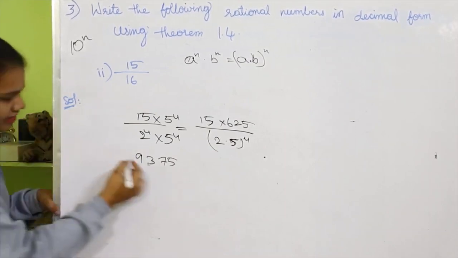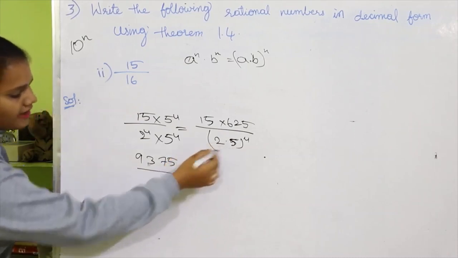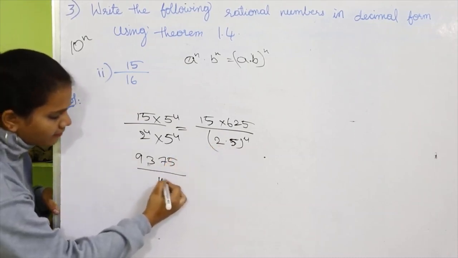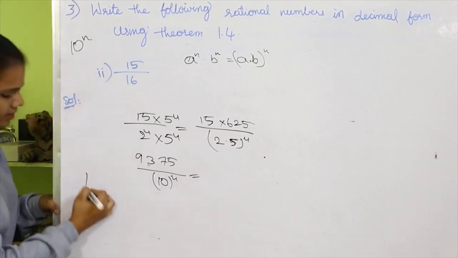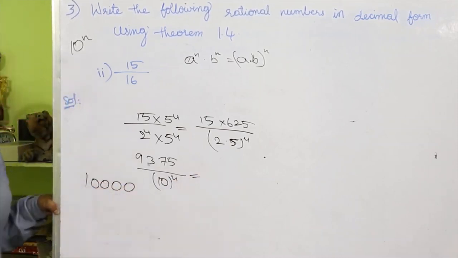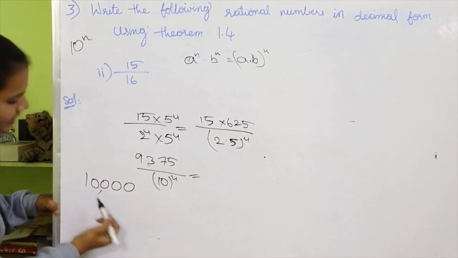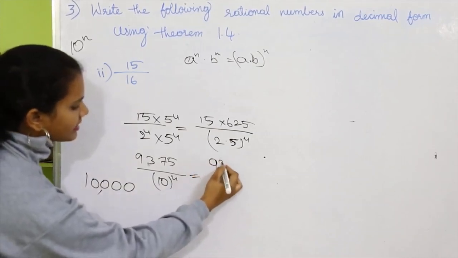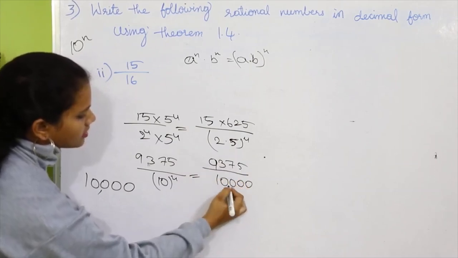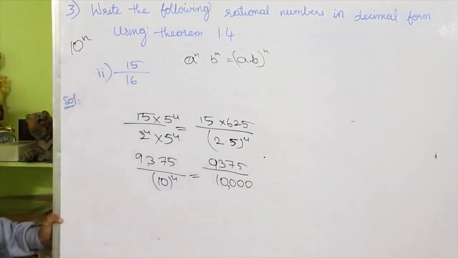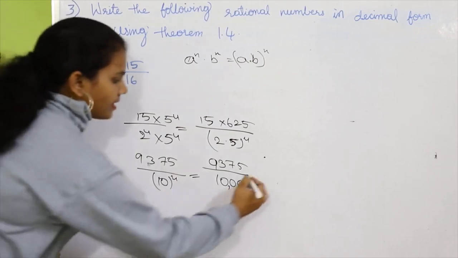So 9375 by 2 into 5. 2 into 5 is 10, right? 10 power 4. 10 power 4 means what? 1, 2, 3, 4, four zeros. Add 4 zeros like that. This becomes 10,000. So here 9375 by 10,000. Let me write it over here.